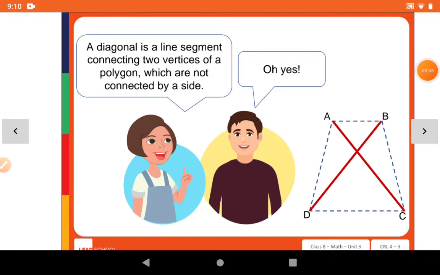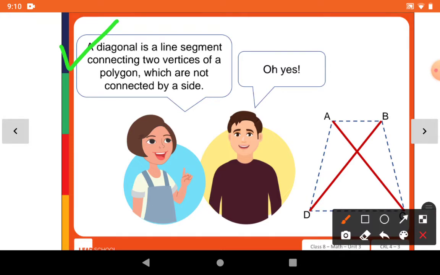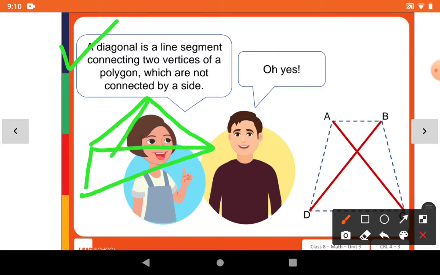In the previous classes, you must have studied what a diagonal is. A diagonal is a line segment connecting two vertices of a polygon which are not connected by a side. कोई भी आपके पास क्लोज्ड फिगर है, for example मेरे पास ये एक क्वाड्रिलेटरल है, 4 साइडेड. इसके डायगोनल्स जब मैंने ड्रॉ करने हैं तो मैं इसके ऑपोजिट वर्टिसेस को मैच करूँगी, जॉइन करूँगी. For example, this and this.